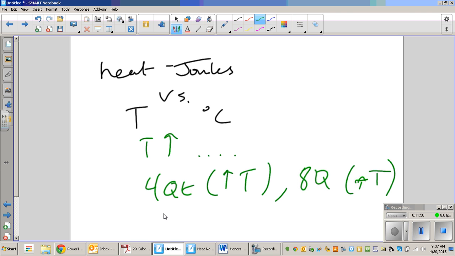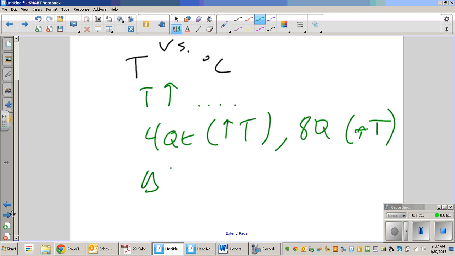So in 3, what does delta T mean? Change in temperature. So change in temperature is very specific: temperature final minus temperature initial. Write that part down, okay, because we're going to talk about that tomorrow as well. Temperature final minus temperature initial, TF minus TI.